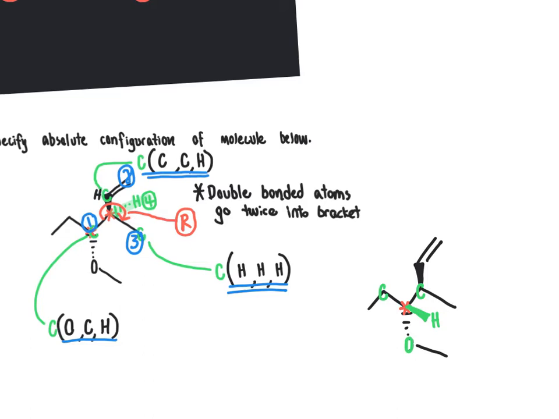So ranking these 4 groups based on atomic number of the first atom we see, there in green is our first atom we see. We have oxygen, carbon, carbon, and hydrogen. Oxygen we can clearly rank as number 1, highest atomic number. Hydrogen we can definitely rank as 4, lowest atomic number, and now we need to figure out what to do with those 2 carbon atoms.